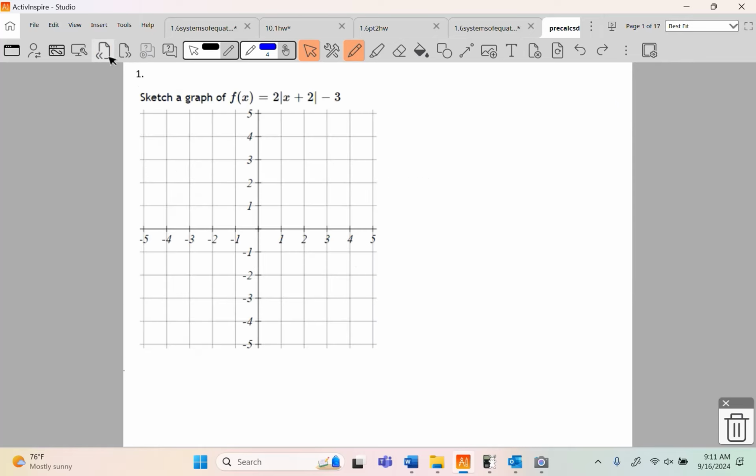Anyways, first one, sketch a graph. You shouldn't have any issues with this. Doesn't mean you won't. That's a down 3. That's a left 2. And there is your initial slope. So we're left to fall 3, and we're going to rise 2 and run 1. And of course we know it's supposed to be a V. At least I hope we know. Ta-da!